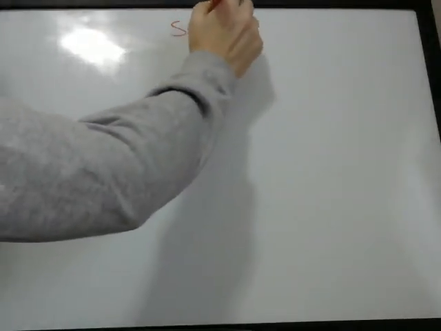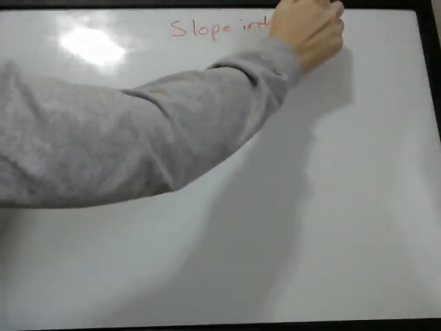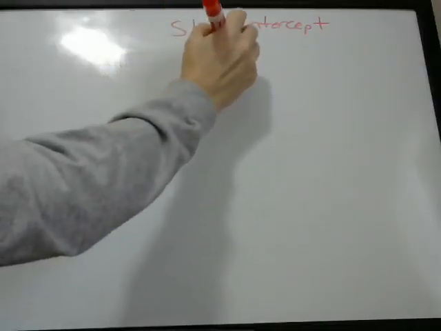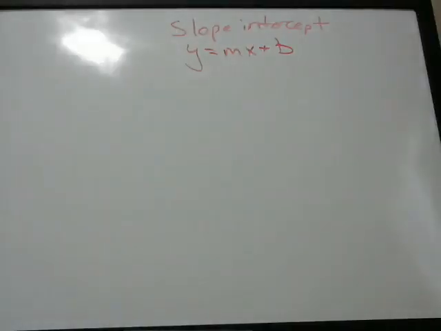Here we're going to talk about the slope-intercept form of the equation of a line. This form is actually on your formula sheet. It's called slope-intercept form, so you don't even have to memorize it. It's on your formula sheet. And you'll see that it's y equals mx plus b.